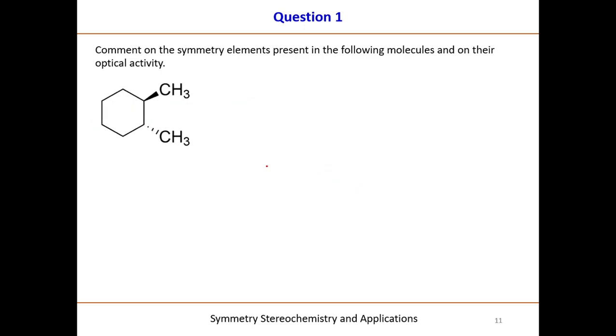Now let's check the other example. This is 1,2 dimethyl cyclohexane, trans 1,2 dimethyl cyclohexane. So this is a trans example, same as we have done in the case of cyclobutane. We will pass the axis through these two carbon-carbon bonds. So here you can see if I rotate by 180 degrees, what will happen? This methyl group will go downside and this methyl group will come to the front side. I will draw here.